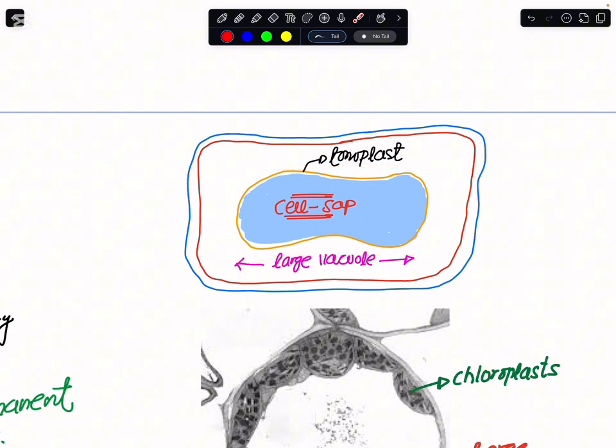And this large vacuole has its own membrane. This membrane of the large vacuole has a name, and it is referred to as the tonoplast. And within the large vacuole, we would have a solution of some components. There could be water, sugar, salt, ions, and stuff like that. So collectively, the solution that we have within the large vacuole is referred to as cell sap.